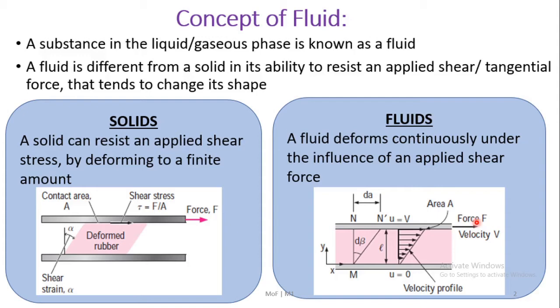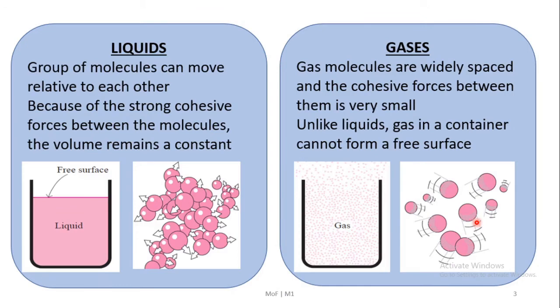What is the difference between liquids and gases? As we know, in liquids, the intermolecular forces of attraction are far better as compared to gases, but weaker as compared to solids. So, in liquids, they move as group of molecules. Because of the strong cohesive forces between the molecules, the liquids generally form the shape of the container to which it is poured, and it will form a free surface.